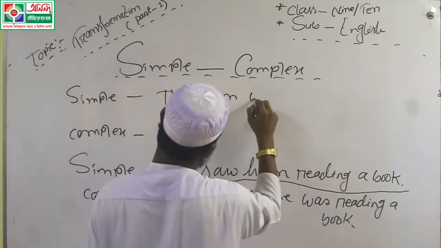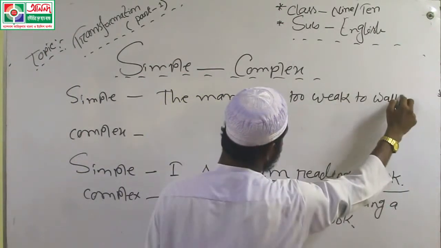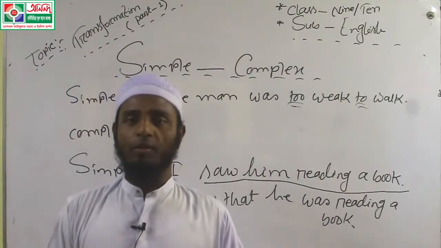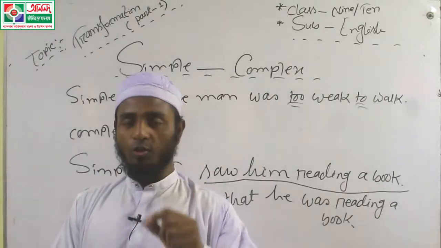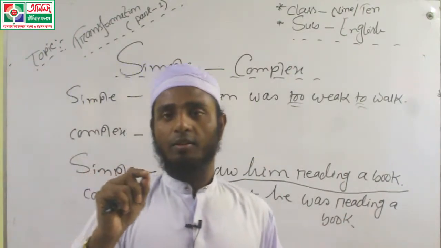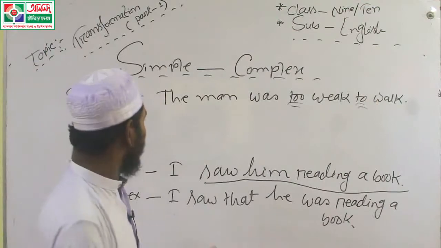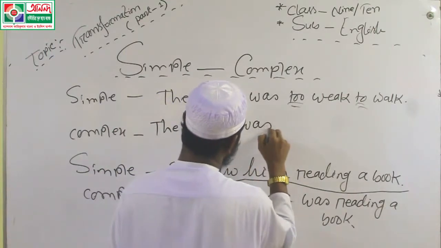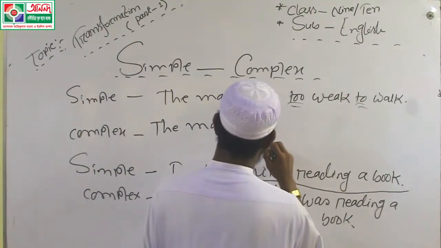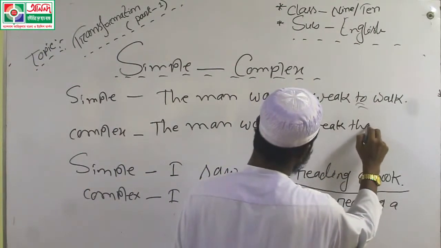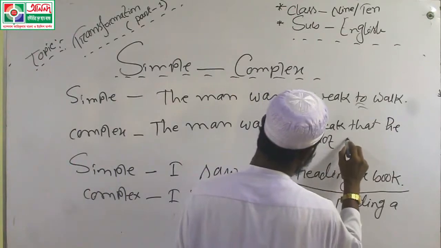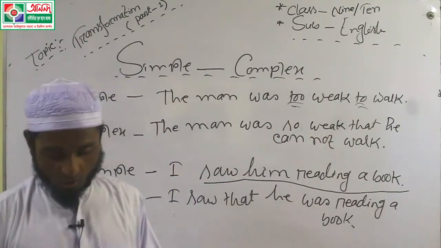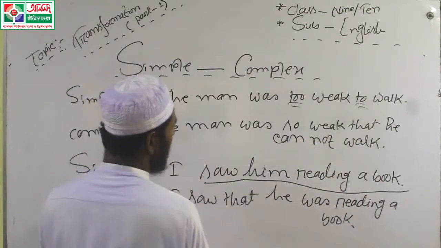The man was too weak to walk. I have used too. If you find too, instead of it you have to use so that. This is past tense, so you have to use it this way. The man was so weak that he cannot walk. Okay, I have used that.